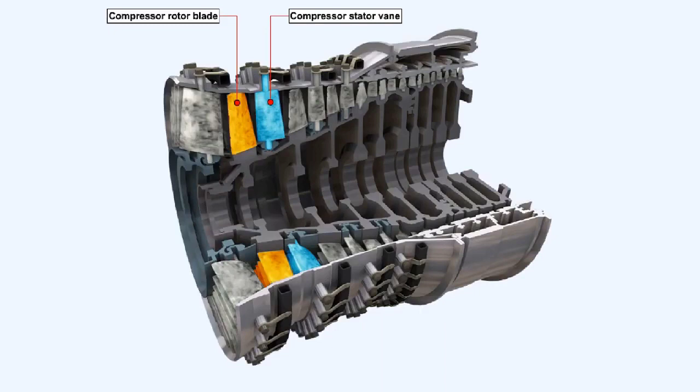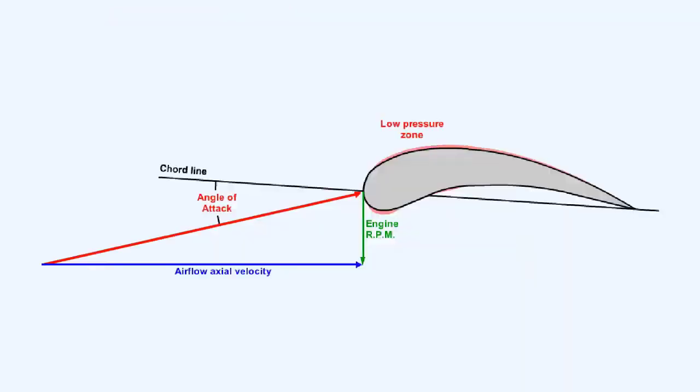Accumulation of contaminants in both the compressor and the turbine section of the engine reduces the efficiency of the unit. The contaminants in the compressor, which are mostly salt and pollution from industrial areas, reduce the aerodynamic efficiency of the blades, which increases the airflow axial velocity, lowering the angle of attack over the blade, as shown in this diagram.